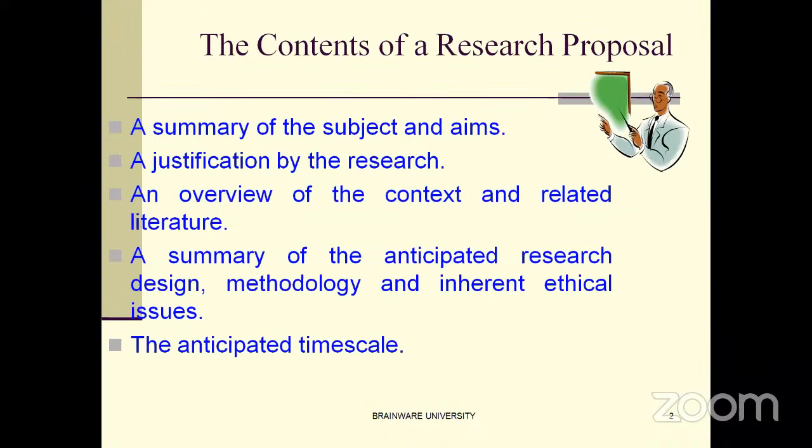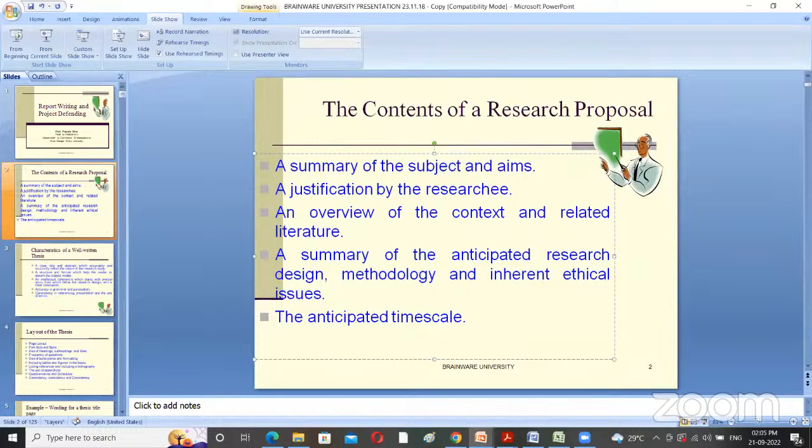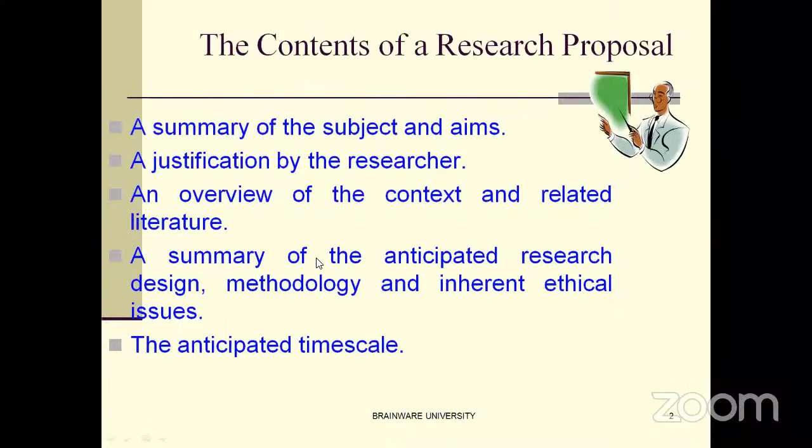So first, a researcher has to place a research proposal or synopsis before the members of the Board of Research Studies, and the contents of the research proposal include the following: a summary of the subject and aims, a justification by the researcher, then an overview of the context and related literature, a summary of the anticipated research design methodology and inherent ethical issues, the anticipated time scale. These will be the contents of the research proposal.